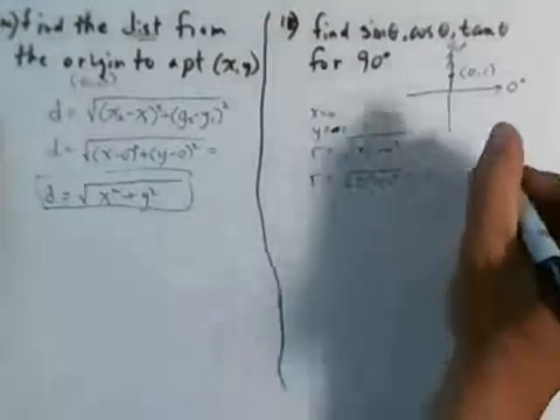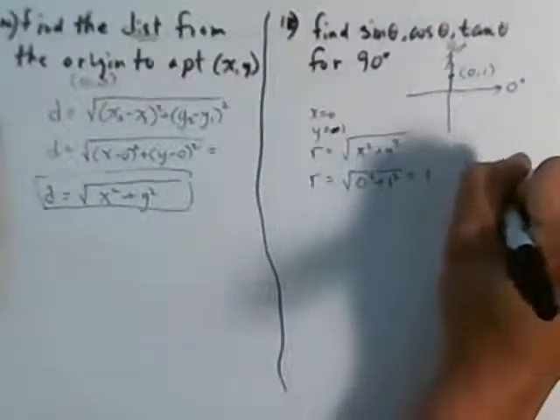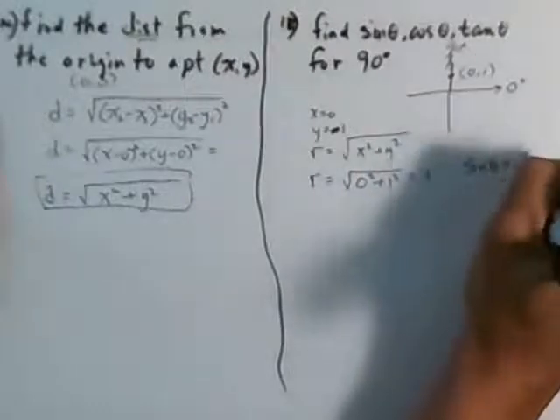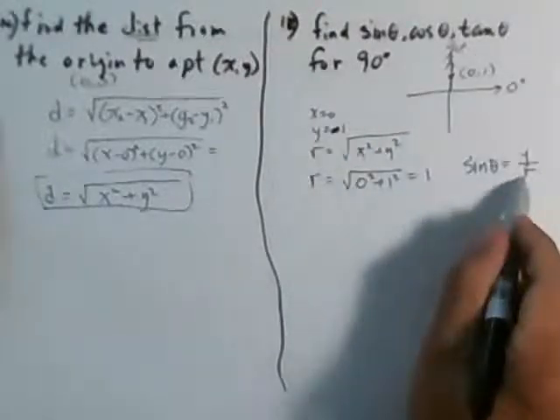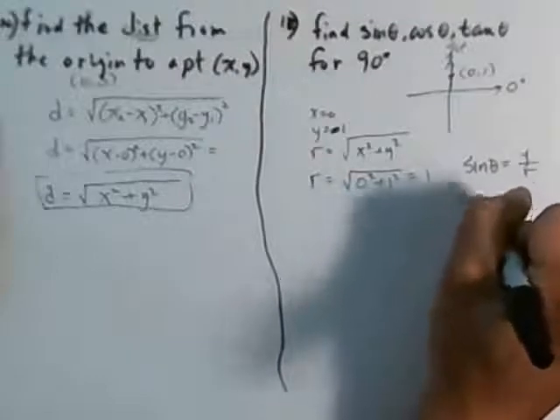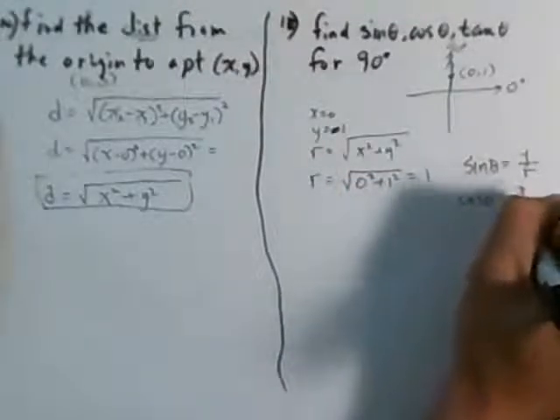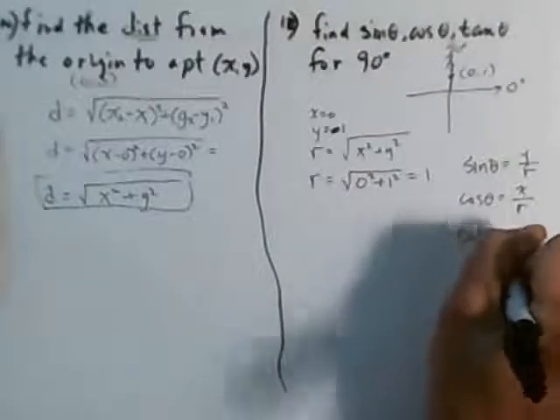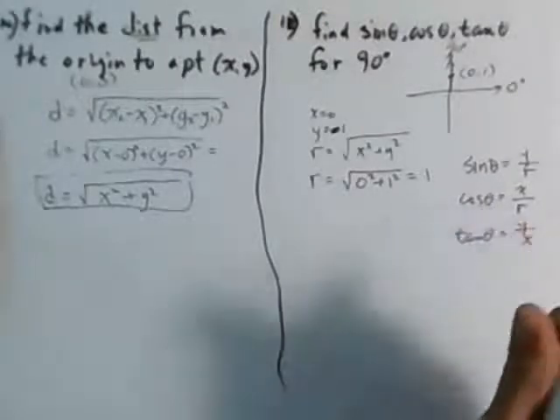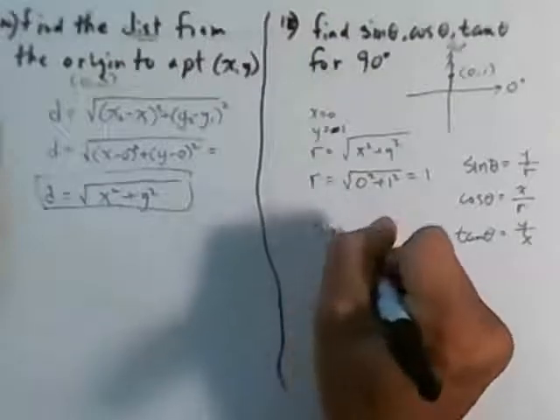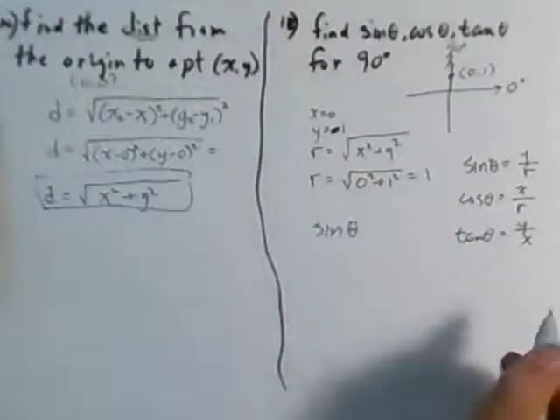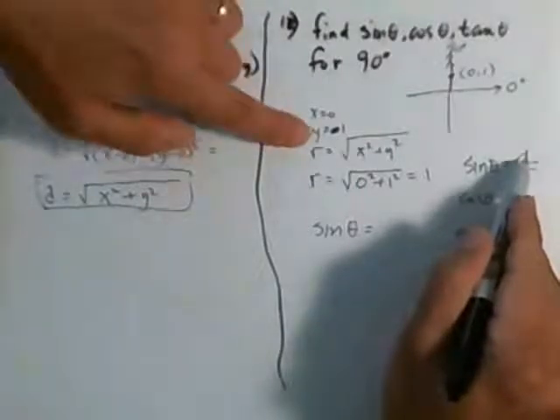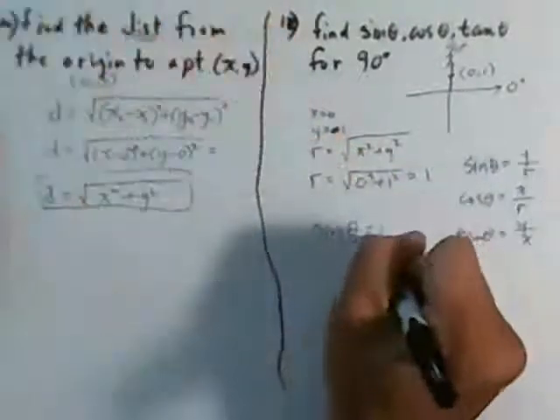So how do you find the sine of theta? If you recall, using x, y, and r, sine is y over r, opposite over hypotenuse. Cosine of the angle is equal to adjacent over hypotenuse, which is x over r, and the tangent of theta is equal to y over x. Armed with that information, sine of the angle theta is equal to y, which is 1, over the radius, which is 1, so that is 1.